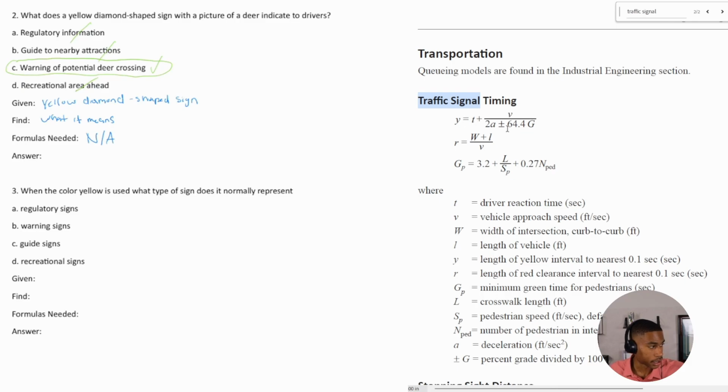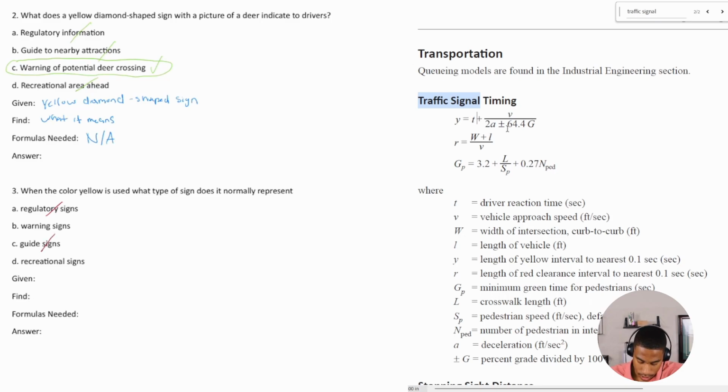All right, let's look at number 3. When the color yellow is used, what type of sign does it normally represent? Regulatory signs, no. Again, that's stop signs. Warning signs, yes. Normally yellow is like a flash alert. If you think of yellow, like warning, you must slow down, or caution, like be warned. Guide signs, no.